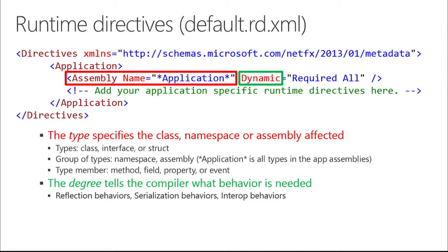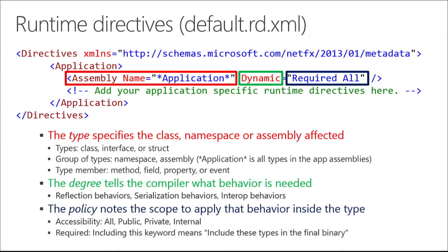The degree tells the compiler what behavior is needed. There's different kinds of behavior. For example, serialization behavior, interop behaviors. Dynamic means you can execute code on any of these types. Then the last is the policy. It notes the scope to which that behavior is applied to things inside of that type.